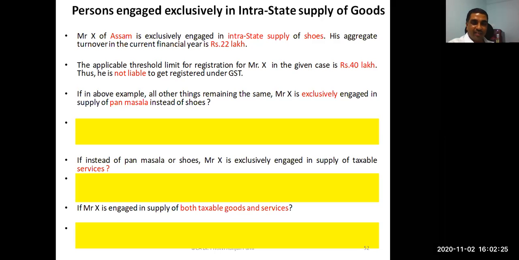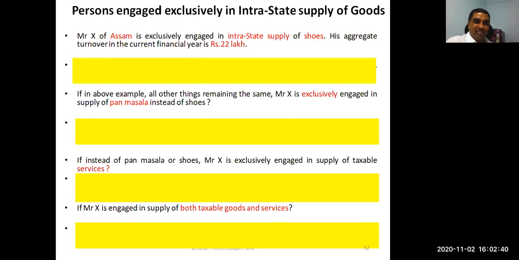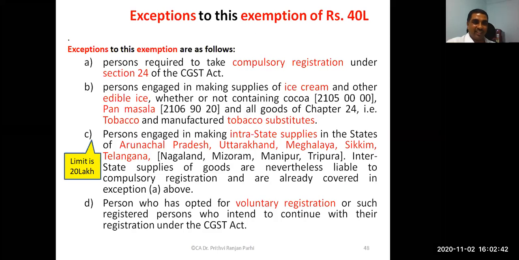Sir, pan masala is a kind of goods only, na? It comes under goods section only, na? So pan masala is exempted. Okay, let me tell you what is the notification. Let me show it for one second.